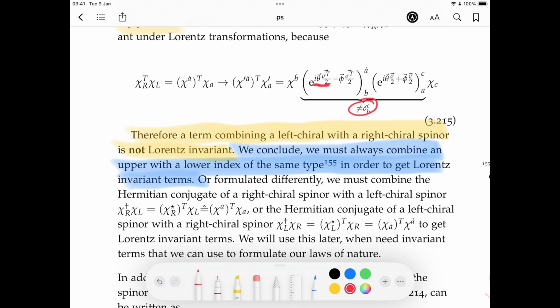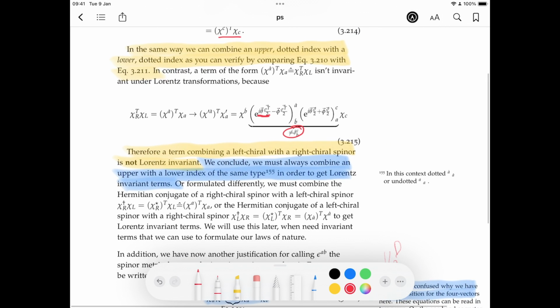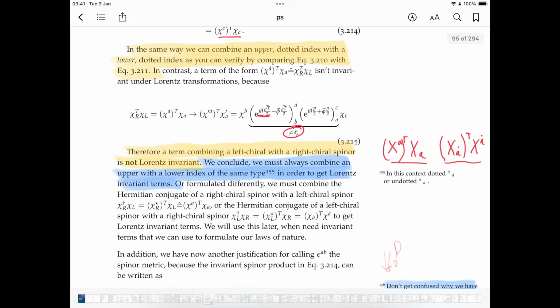in order to get Lorentz invariant terms. And that's why van der Waerden notation is a good one, because we can clearly see that the right combination to combine will be something like this, or maybe something like this, so it will work. But the other way around won't. And that's why we need to keep track of the four variants of the transformations.